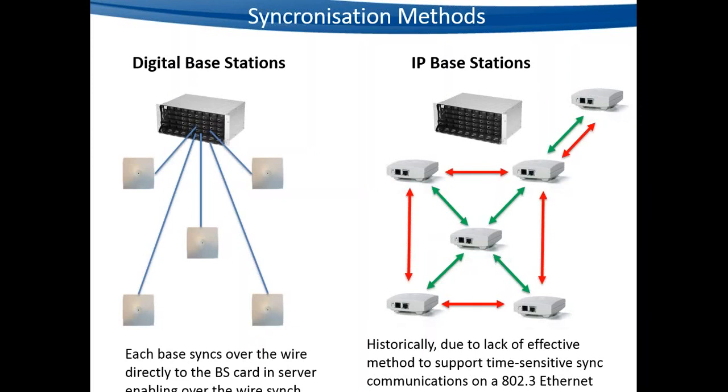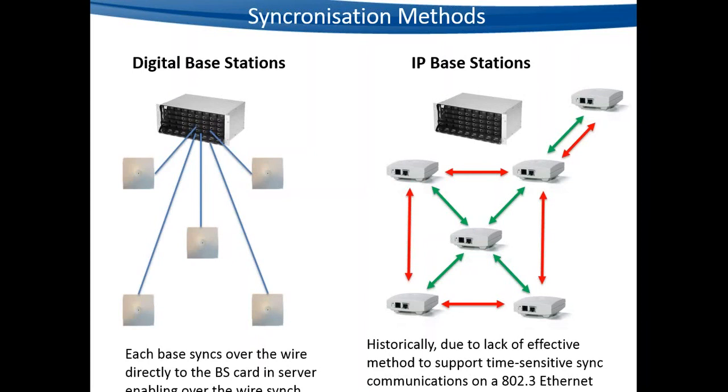If you look at the picture on the right there, just to really quickly explain how that works, there's a master radio, which is one of the base stations in the synchronization chain in an IP DECT solution, and all the other base stations, either directly or via an intermediate base station, need to synchronize back to that master base station to maintain synchronization. That master base station essentially is the master clock for the synchronization chain there.